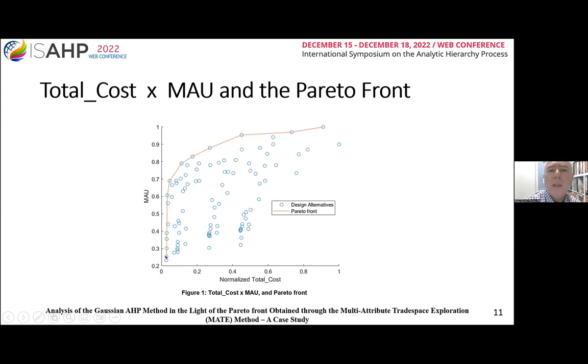Those points are the most optimized points, and you should rationally choose this point rather than this point, because if you choose this point here, you are going to choose a point with a higher cost for the same level of multiple attribute utility. So the points in the red cube are the more rational points you have to consider in your design analysis.